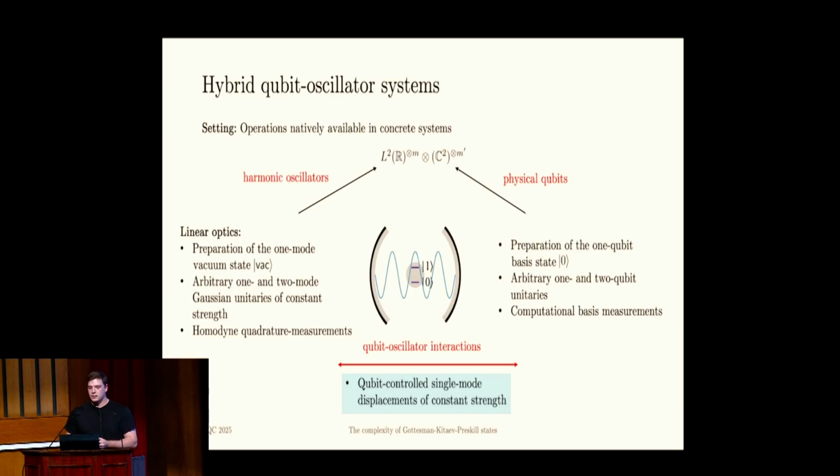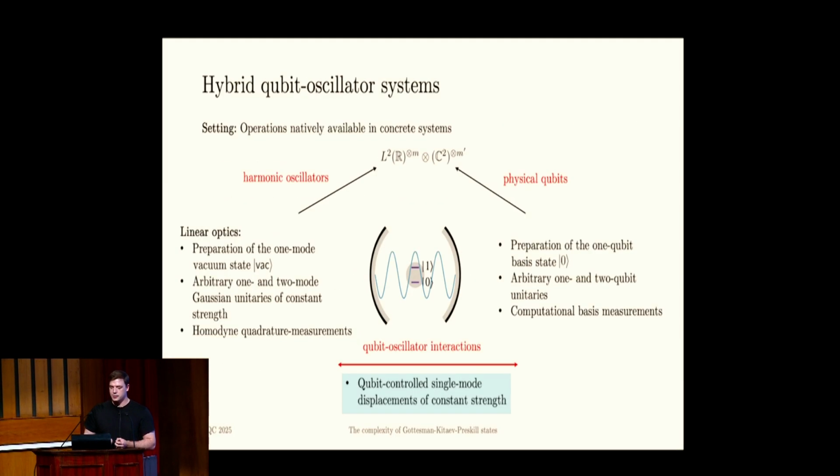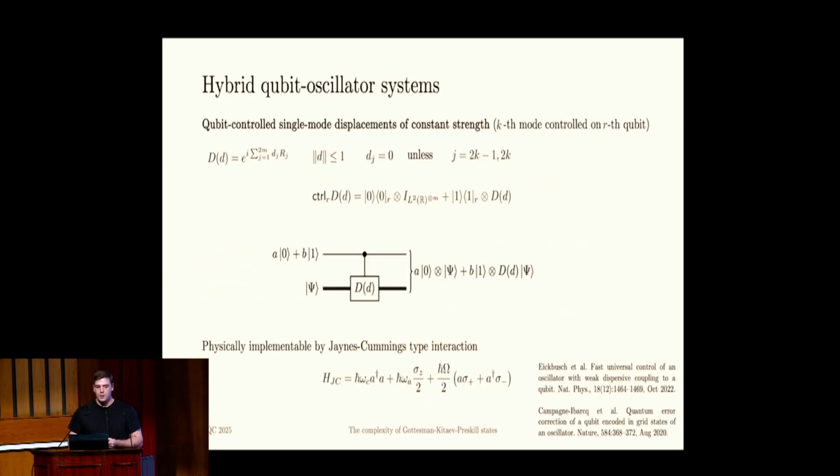The operations on a physical qubit are quite standard, so I don't have to explain them too much, but let's say a few words about the qubit oscillator interactions. What we need is qubit-controlled single-mode displacements of constant strength, meaning that depending on the state of a physical qubit, our mode is displaced in phase space by an amount that is, again, constant in the sense that I previously explained. Importantly, these operations are a standard tool in various experimental setups, which are basically described by Jaynes-Cummings type interactions.